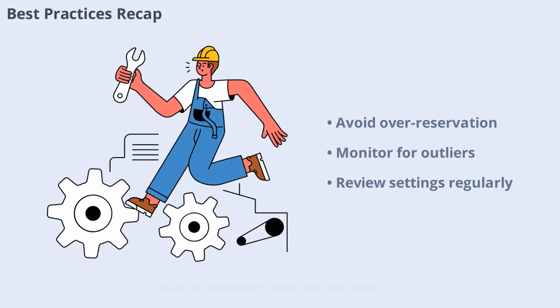To wrap up, remember these best practices. Avoid unnecessary over-reservation. Monitor for outliers. Choose the admission control policy that fits your workload. And regularly review your settings. By following these guidelines, you'll ensure both high availability and efficient use of your infrastructure.